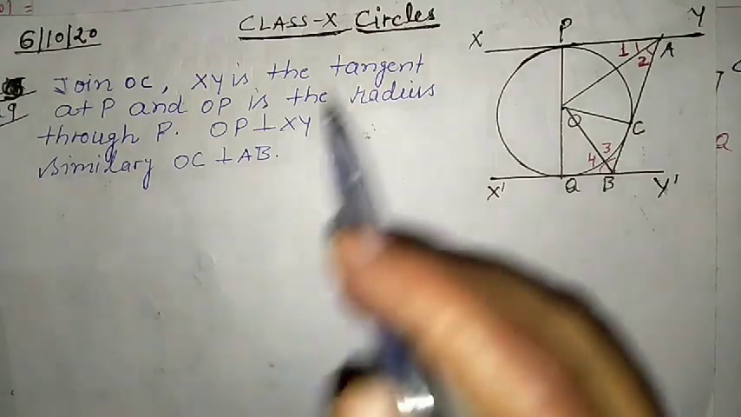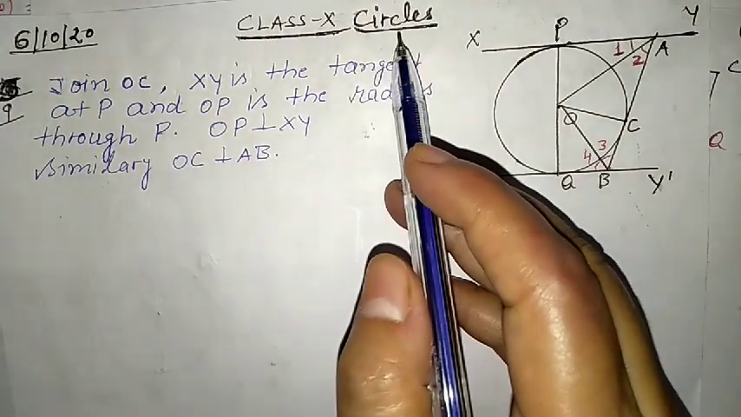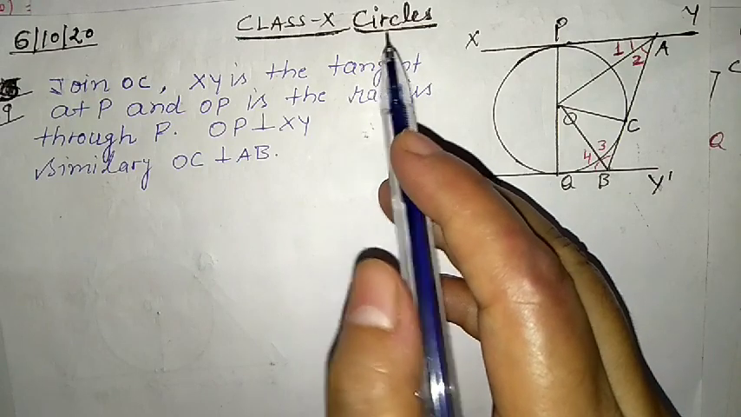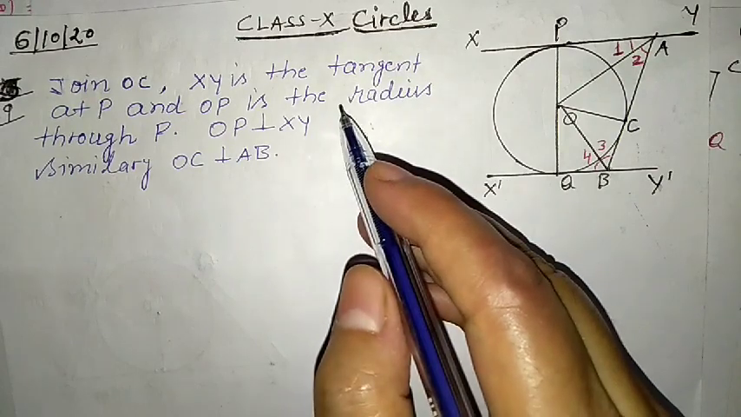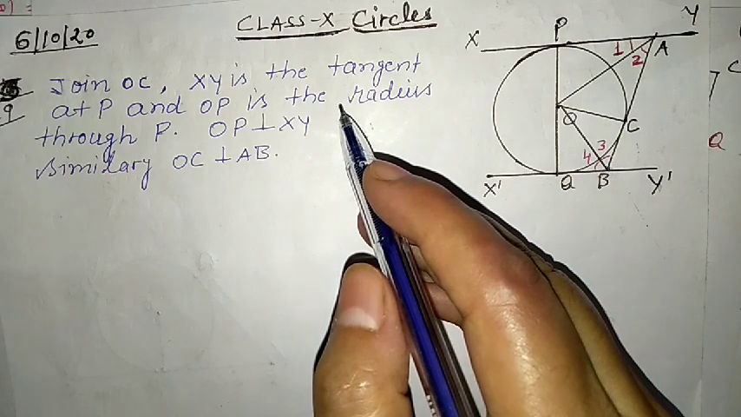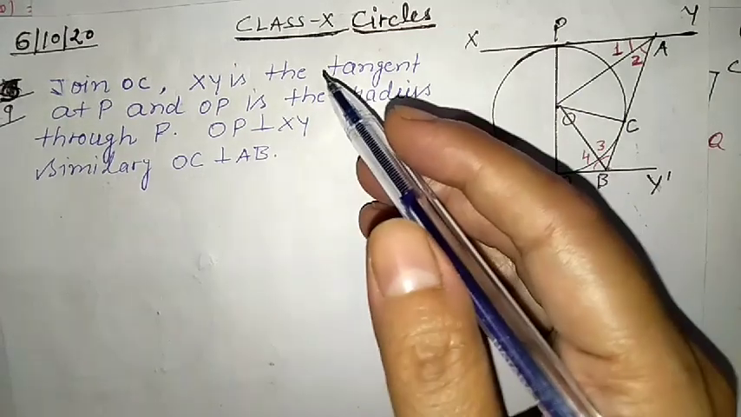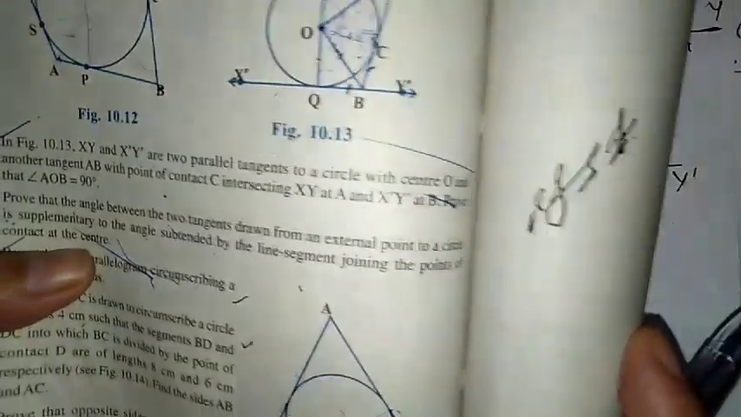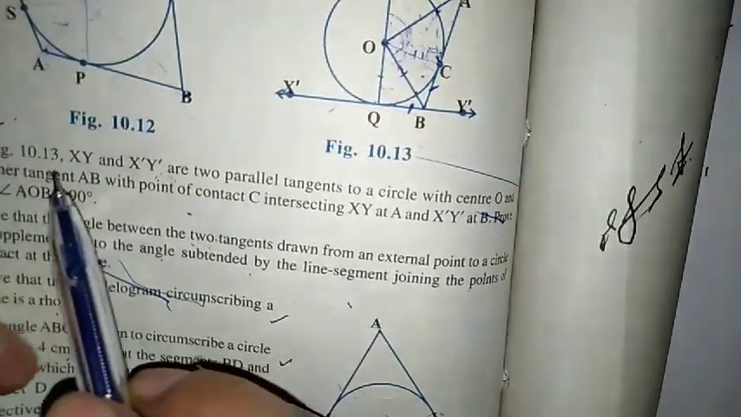Hello everyone, here we are with the same chapter, Circles. In the last video we already discussed the tangents and the theorems which we are going to use in this chapter. Now we are going to start some questions from the NCERT book. The initial questions are easy, so I am going to take the ninth question. This is the ninth question here.